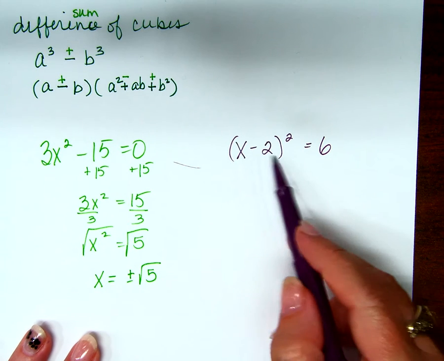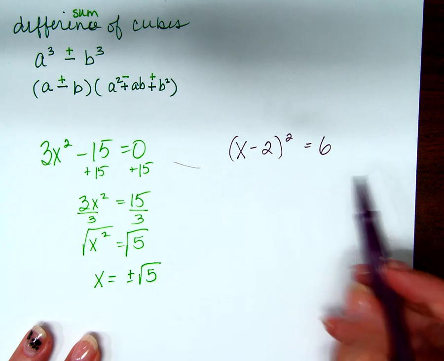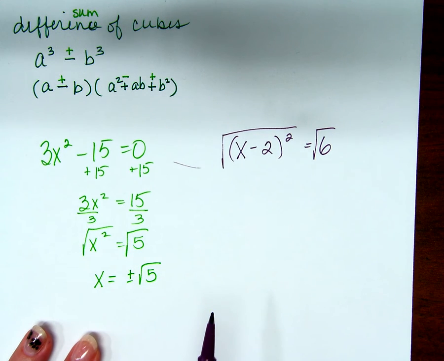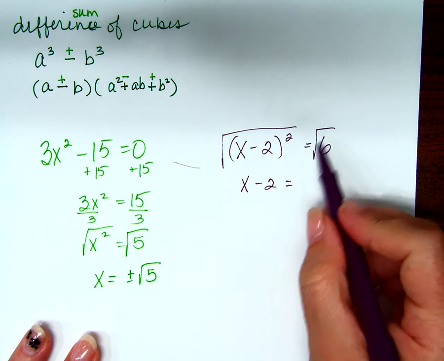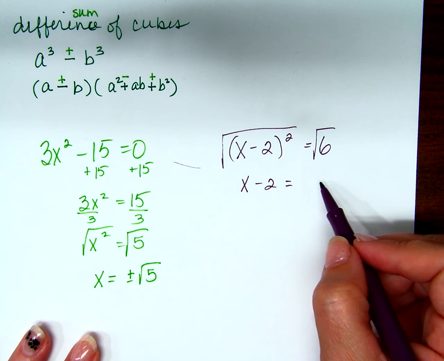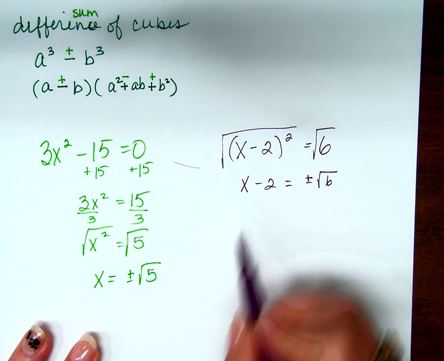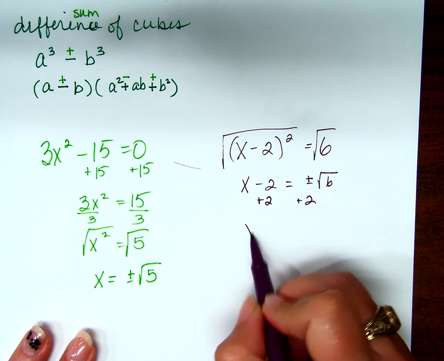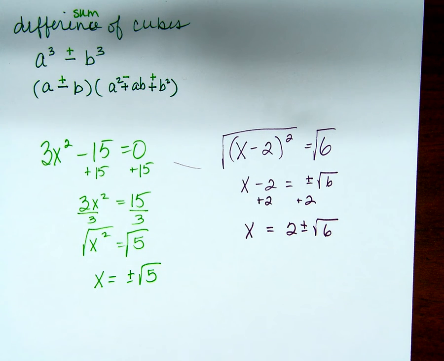Because we could multiply this all out and then subtract 6 from both sides and then factor what was left. But what happens if we would just take the square root right now? Couldn't we do that? That leaves us x minus 2 equals what? Plus or minus the square root of 6. And how do I solve for x? Add 2. Okay. Any questions?